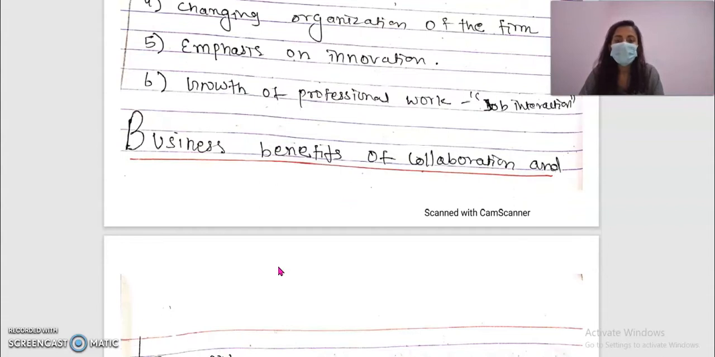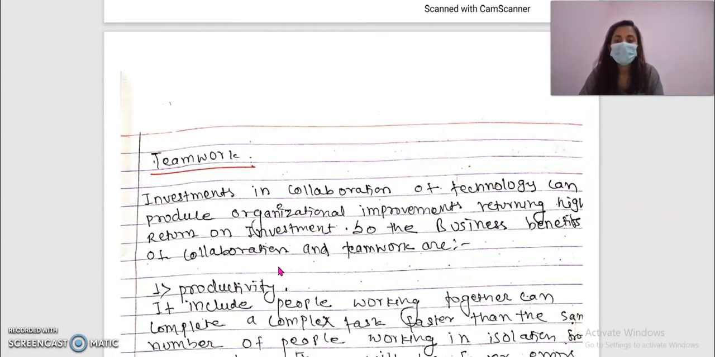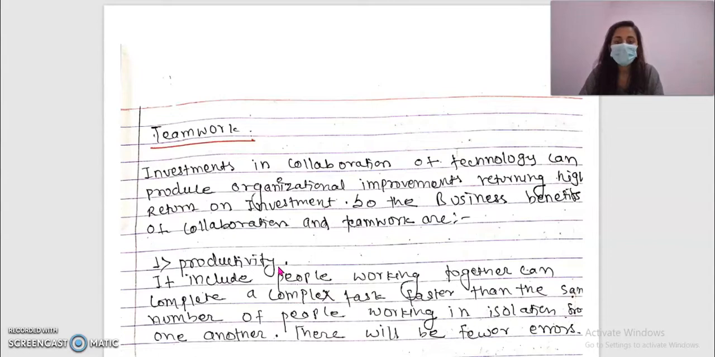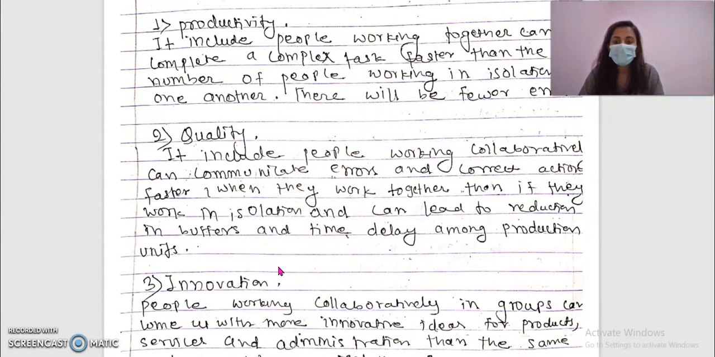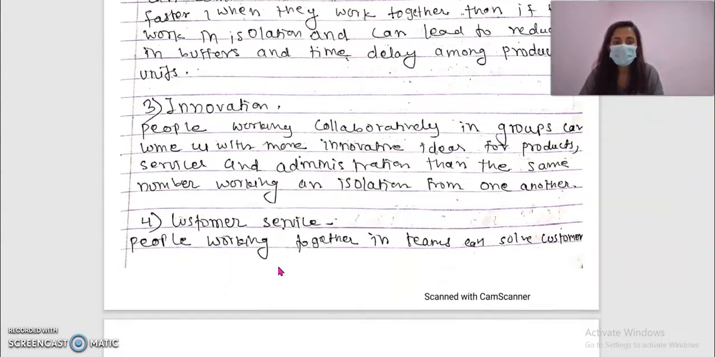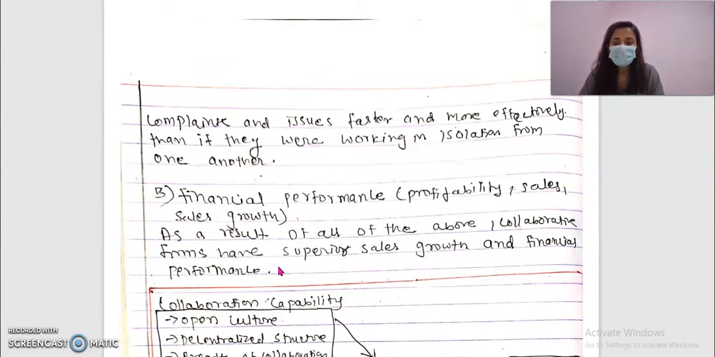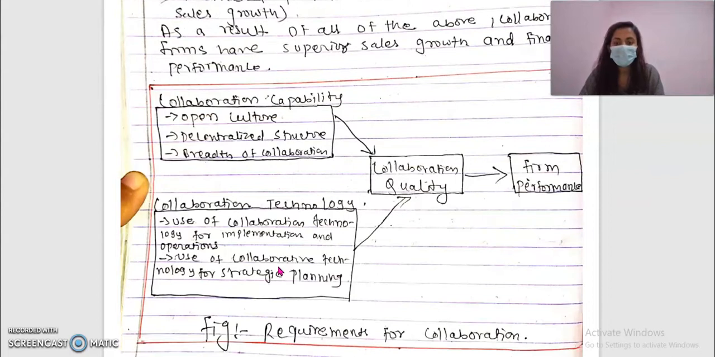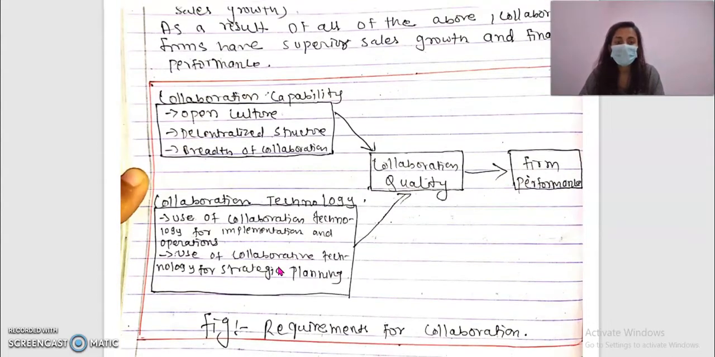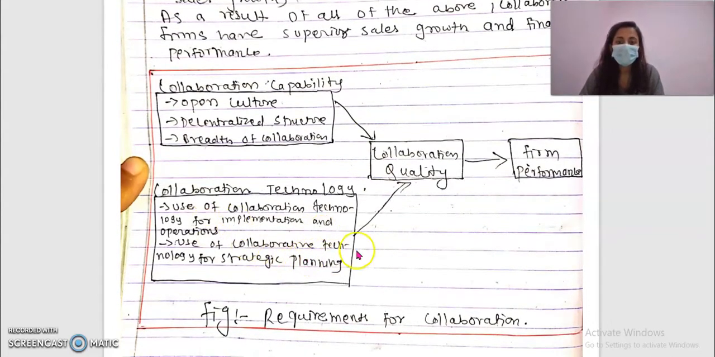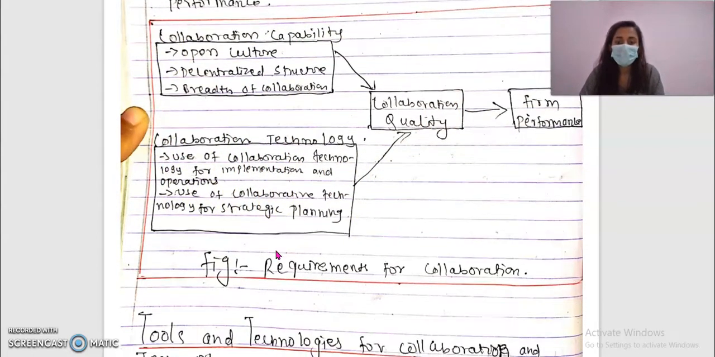So next topic is business benefit of collaboration and teamwork. See the business benefits of collaboration and teamwork: productivity, quality, innovation, customer service, and financial performance. See this explanation. Now requirements for collaboration. You can observe this figure and explain it. You can easily explain this by observing this figure.